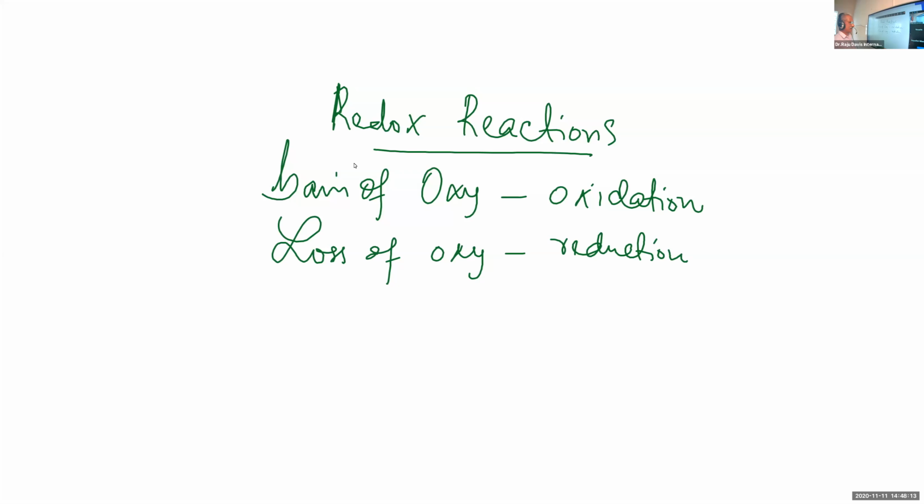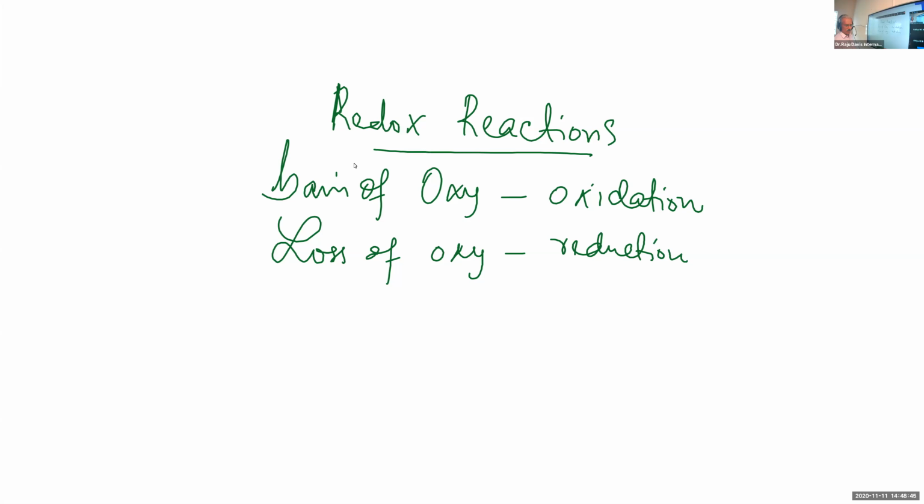When the reduction and oxidation reactions take place simultaneously, the reaction is called a redox reaction. So, in a redox reaction, there is simultaneous reduction and oxidation. That is gain of oxygen and the loss of oxygen. Now let us see the modern concepts of oxidation and reduction.